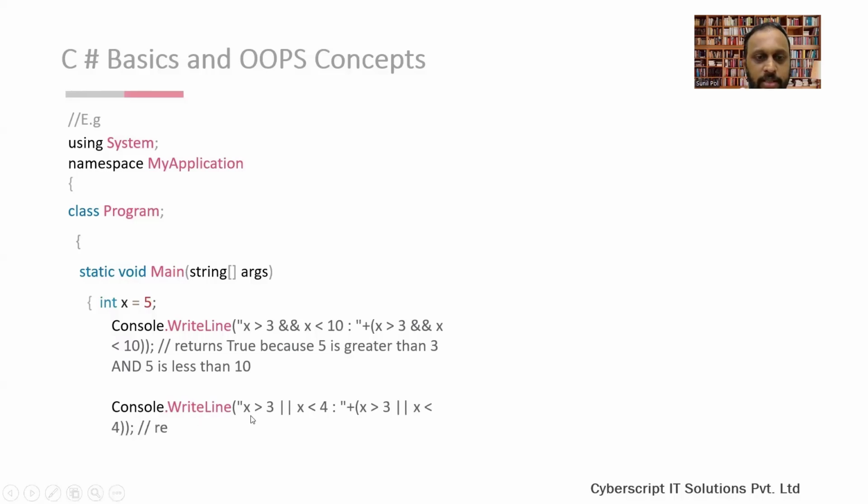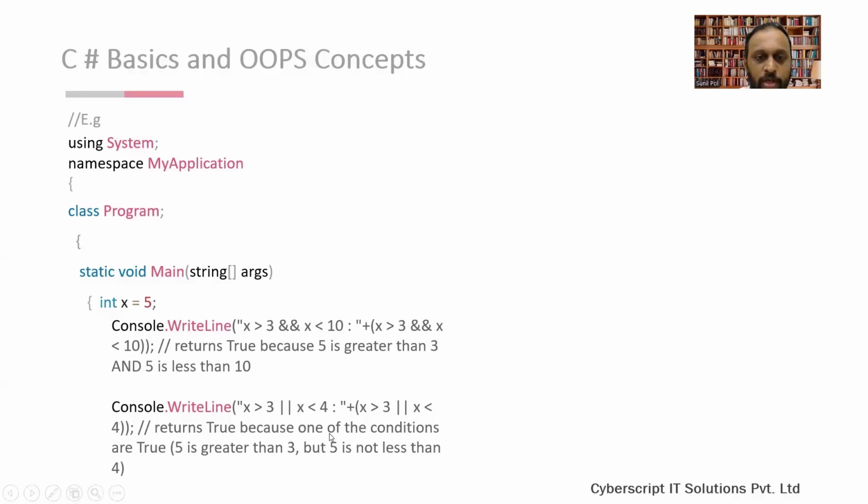So the next statement is x is greater than 3 or x is less than 4. Here 5 is greater than 3, so this condition is true. But 5 is less than 4 is false. But in our case, it will check whether one of the statements is correct from the left side as well as from the right side. So if any one statement is true, it will return true over here.